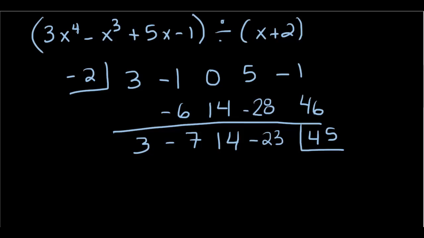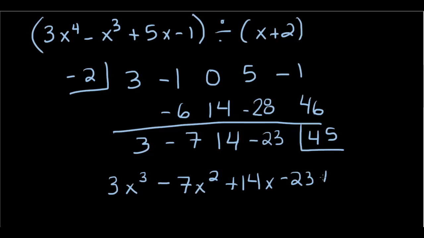The quotient again is going to have one exponent less than what we started with. So the answer is going to be 3x to the power of 3 minus 7x squared plus 14x minus 23 plus 45 over x plus 2.